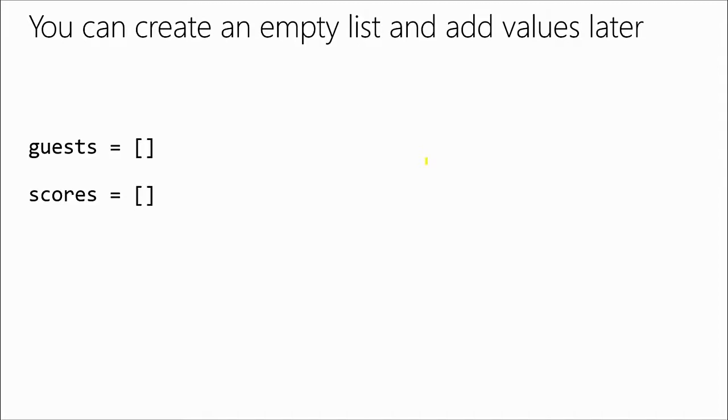So to create an empty list, the syntax is simply give your list a name, and then you just specify the square brackets with nothing in them, and that literally is an empty list.